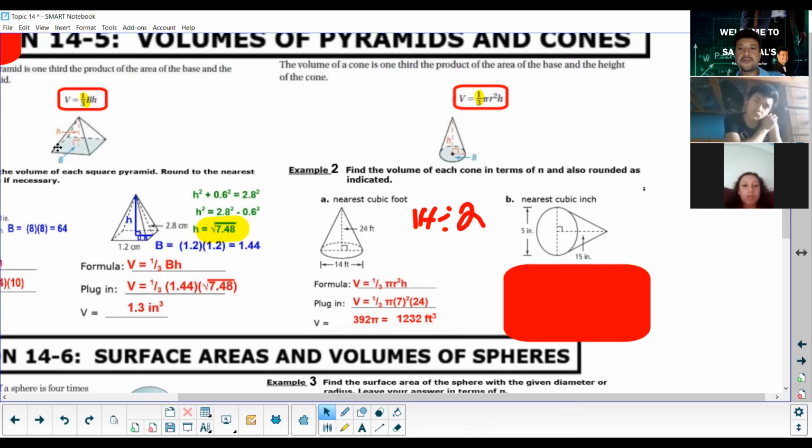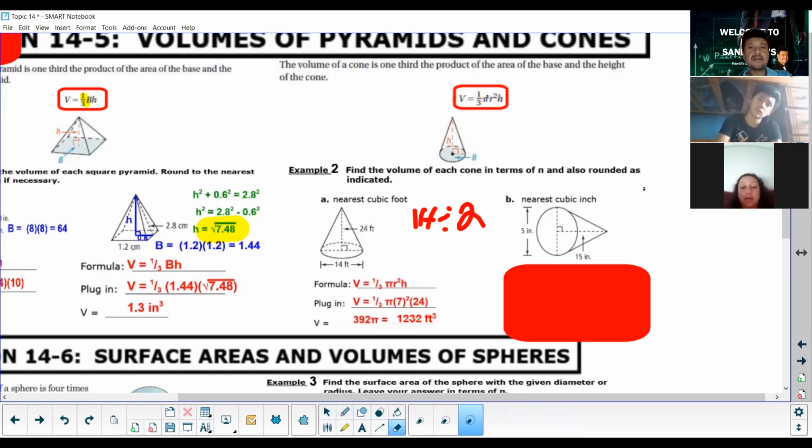Okay, so let's say, how will you do B? Oh, sorry, I was just trying to analyze because I was a little bit off. Oh, you were? Okay, tell me in this part, what did we lose you at? So you did 392 pi equals 1,232. How did you get that?